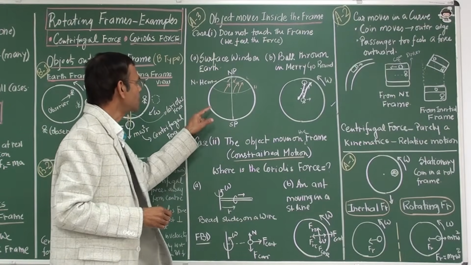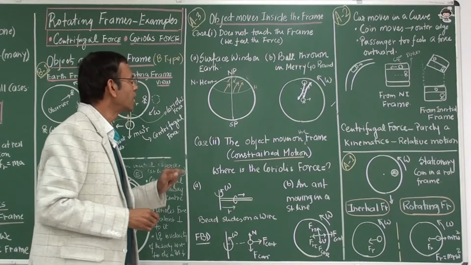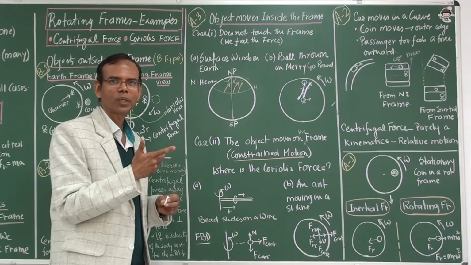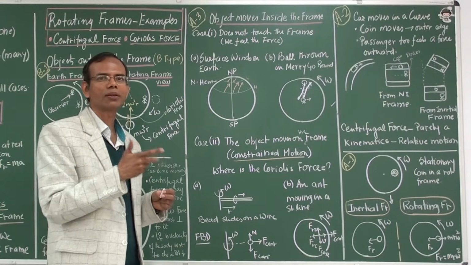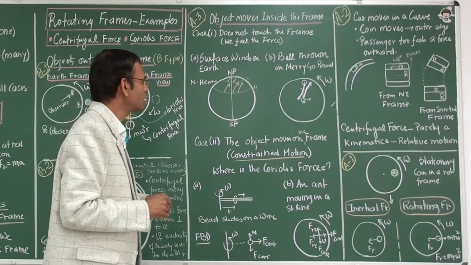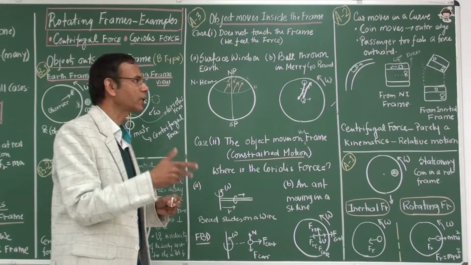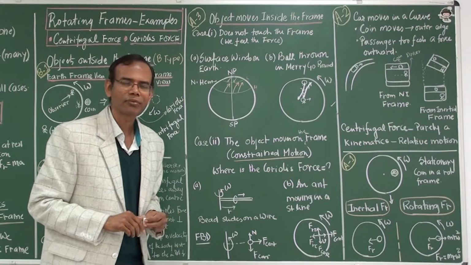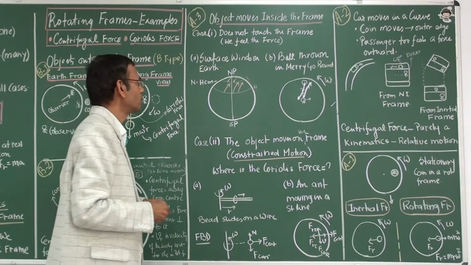Now let us come to the example of the earth. Now the earth is rotating. Okay. So earth in its strict sense is a non-inertial frame. For all practical purposes we take that as an inertial frame, but it is not an inertial frame because it is rotating. So it is a non-inertial frame. So obviously we will see the effect, Coriolis and the centrifugal.